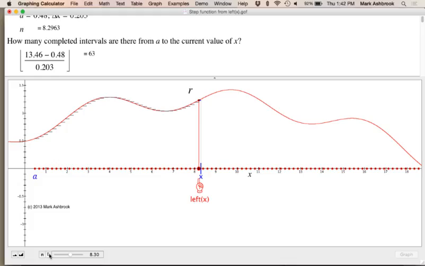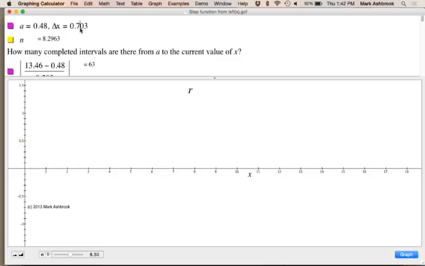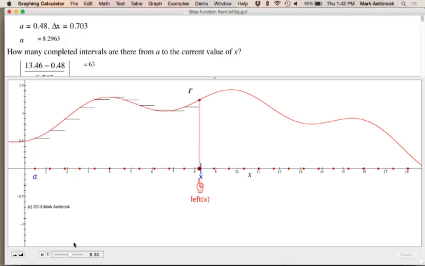Let me make the intervals bigger. So let's change it to 0.703. So here, the blue x is in the current interval, and left x is the x value at the left side of the current interval. How many completed intervals do we have to traverse across to get to left x?